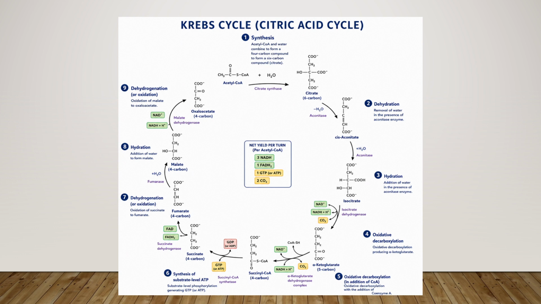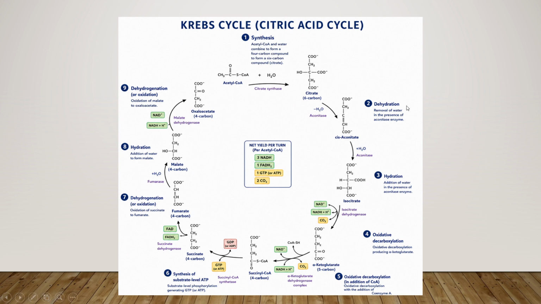The 2-carbon compound is acetyl coenzyme A. It will combine with the 4-carbon compound, which is oxaloacetate. So when these 4 plus 2 carbon compounds combine, they synthesize a 6-carbon compound. This is citrate.